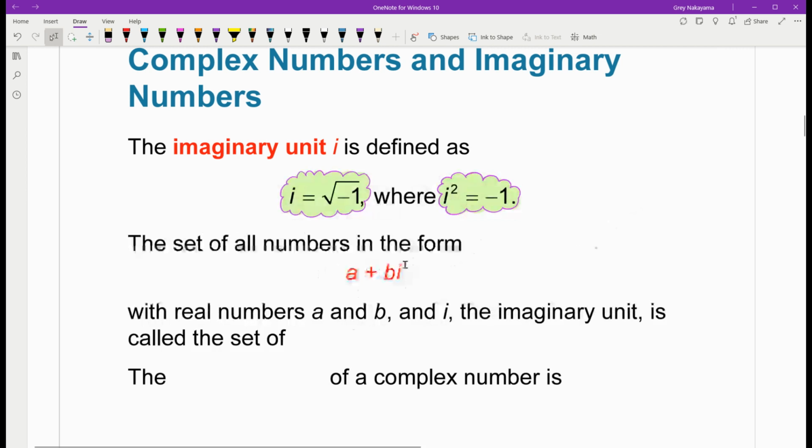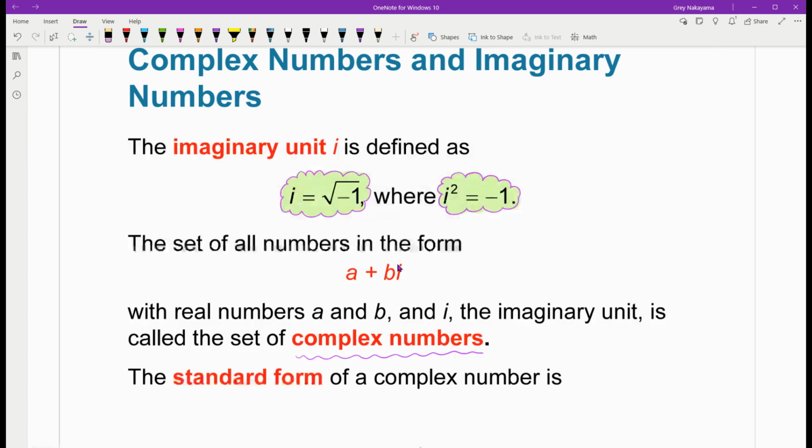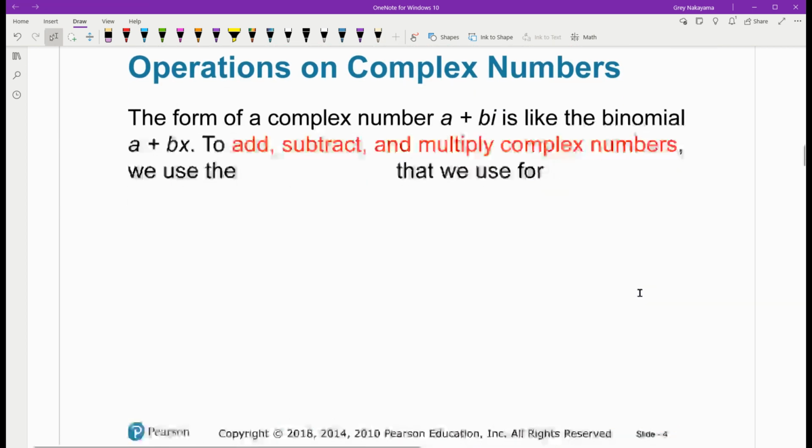So the set of all numbers in the form of a plus bi, where a and b are both real numbers, is called the set of complex numbers. This is called the real part. This is called the imaginary part. Together, they make up the set of complex numbers. The standard form of a complex number is a plus bi. So that's how you always will write your answers when you answer problems. The real part comes first, then the imaginary part.